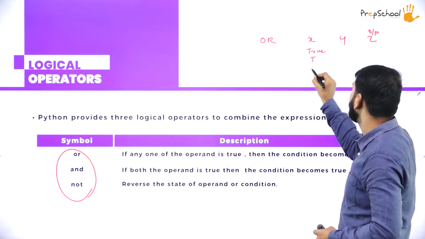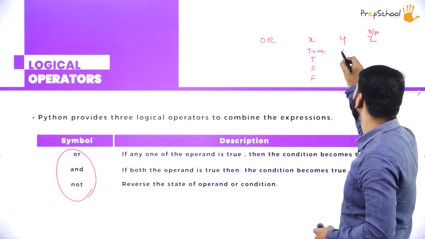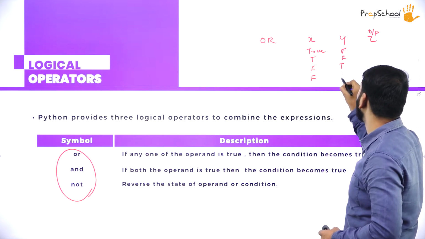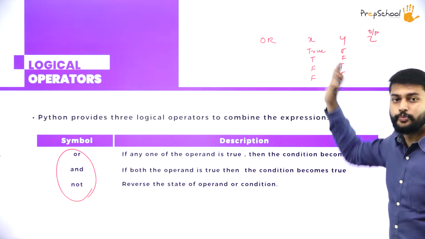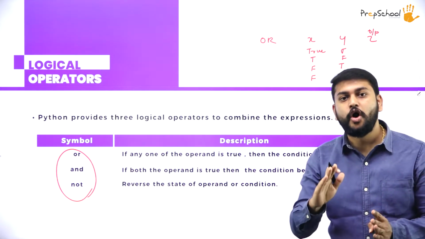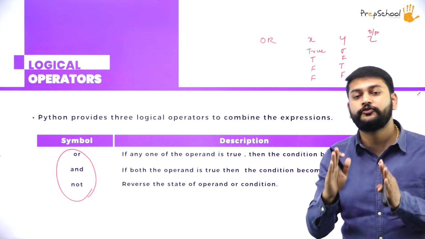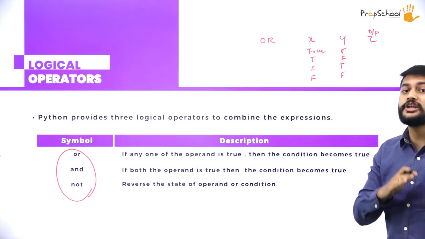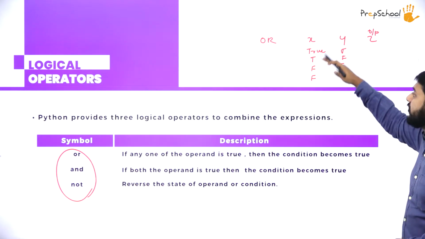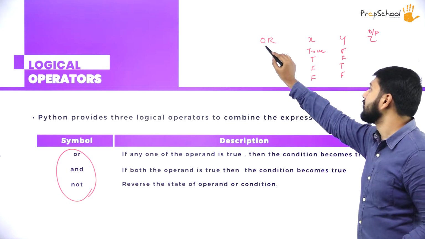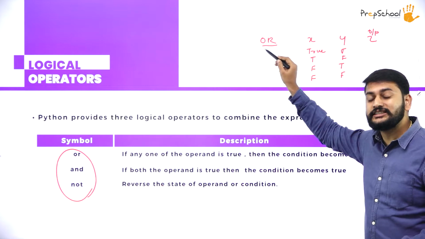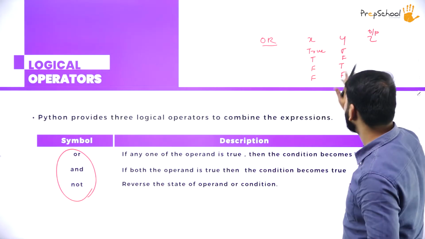So true, true, false, false, true, false, true, false. This is my different combinations when I have two inputs. When I have two inputs, obviously I will have 2 to the power of 2 combinations, right? That's why I have written the different combinations already. So what will be the result when I consider the OR operator for the table?